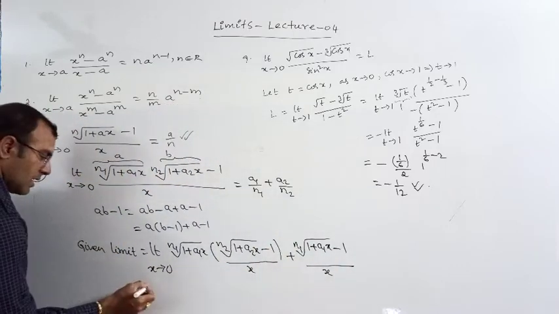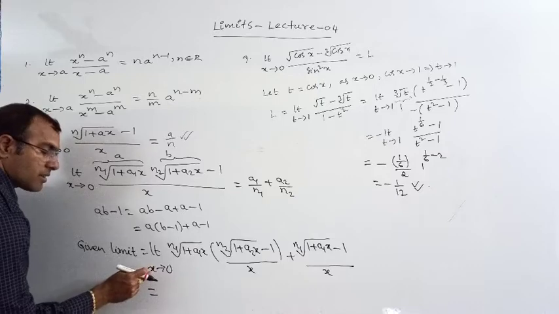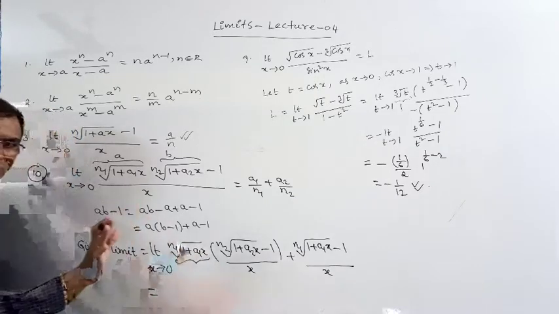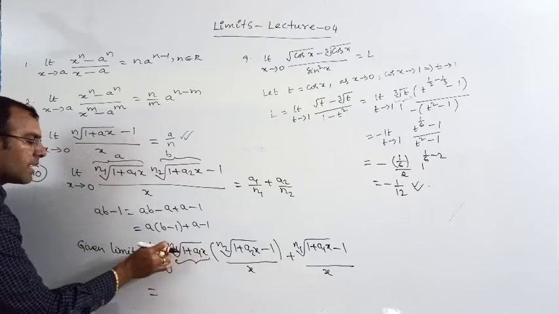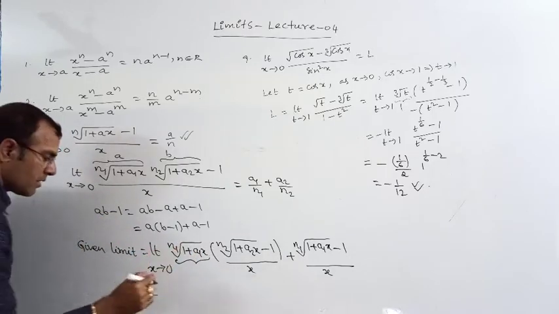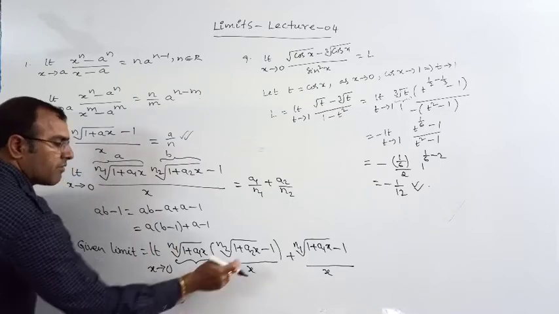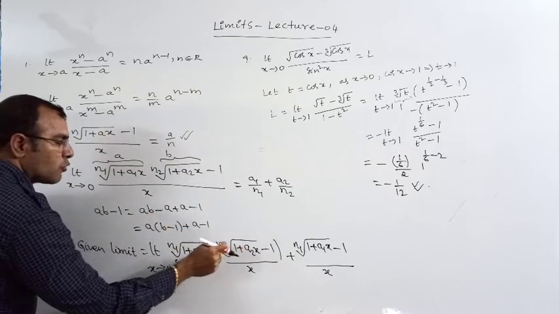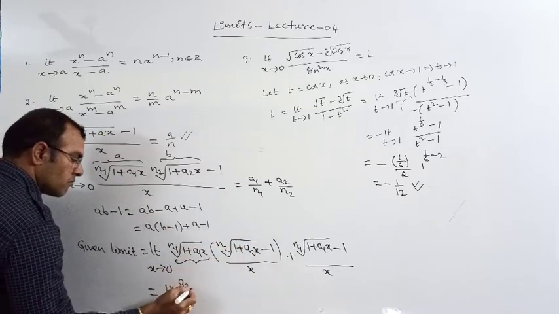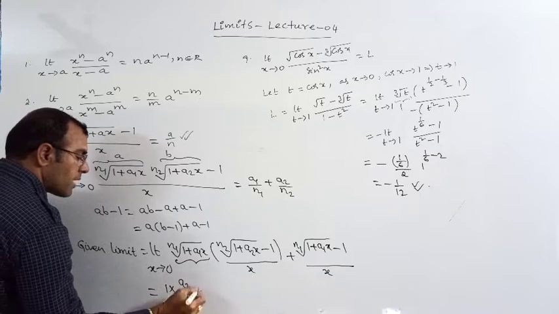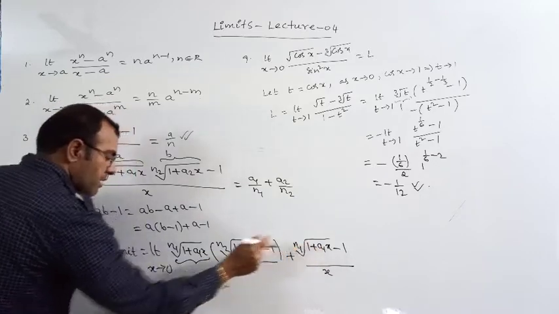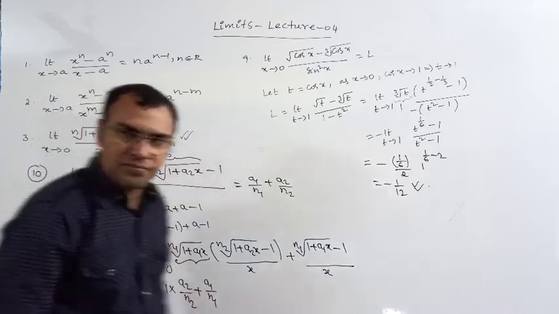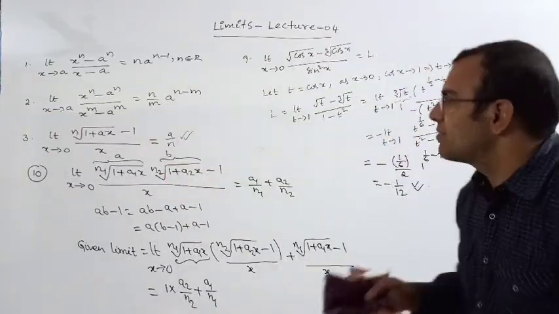Clear? When you substitute x equal to 0 here, you will get value 1, because n1th root of 1 is nothing but 1. So 1 into, for this, apply this formula. Right? Here a2 by n2 plus here a1 by n1. That's proved. You write down.